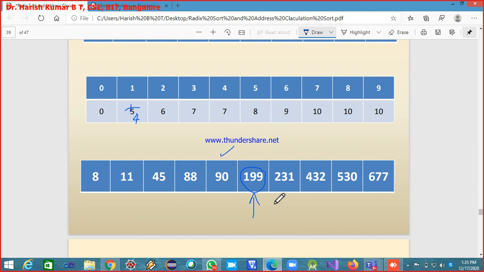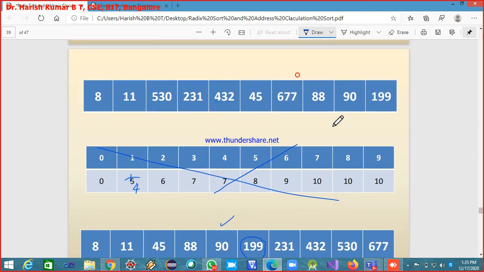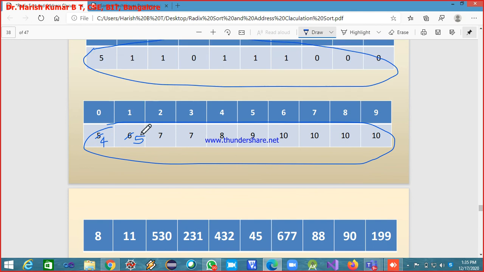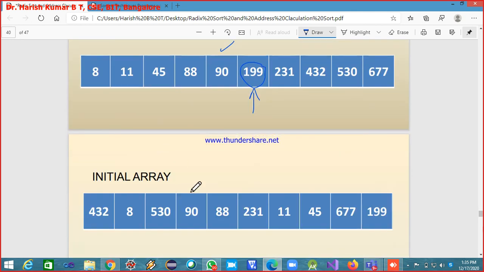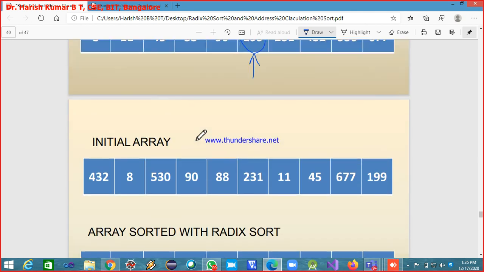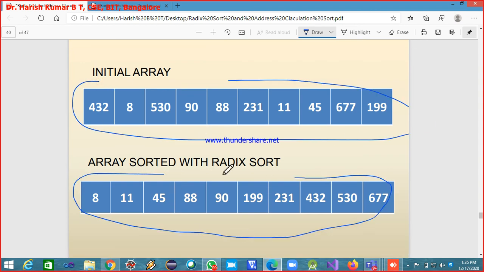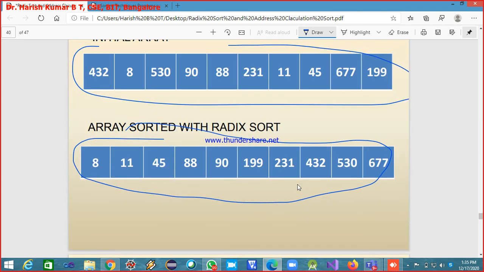Understood? Like this we do it. Any doubts? And what you are seeing here, don't take this into account. Use this one. Based on this, these are the correct values, and this is what you get. This was the initial array, and this is the sorted one you get at the end of the third iteration. So this is the radix sort.